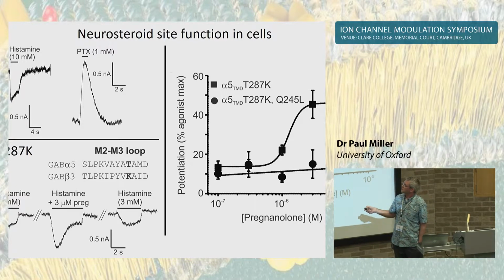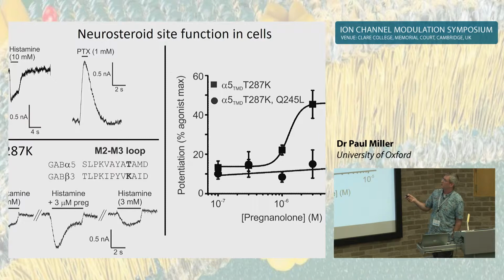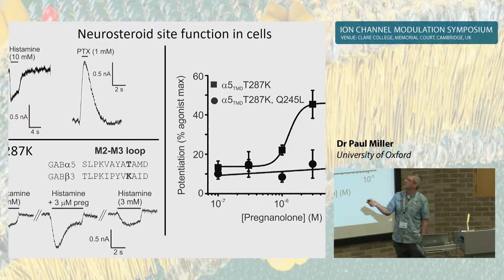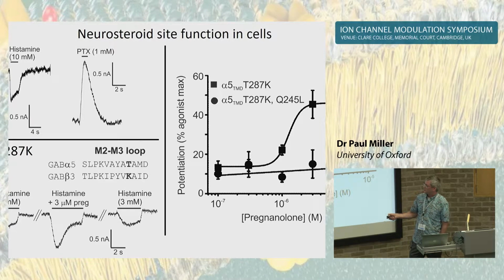But we had a large spontaneous current, which was blocked by the GABA blocker picrotoxin. So the receptor had a large amount of spontaneous gating, and this made it very difficult to work with. So we put a mutation into the receptor, targeting a loop that's known to be involved in gating. We managed to ablate most of the spontaneous activation, and then we could look at low-level submaximal activation by histamine, and we could see activation by the neurosteroid pregnenolone.